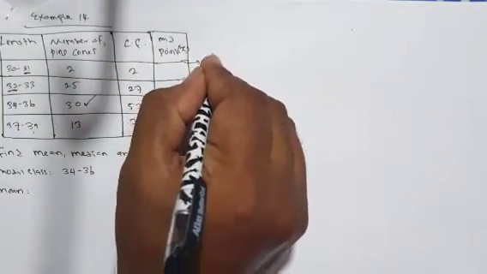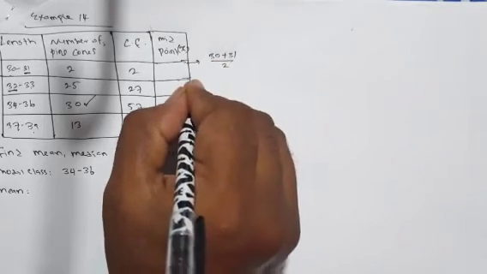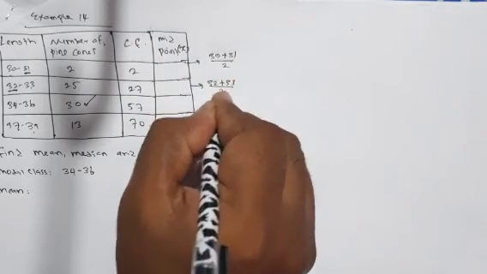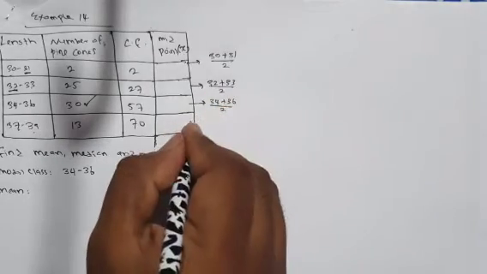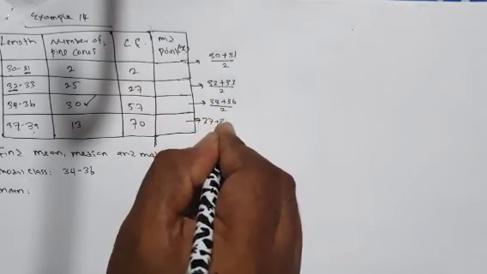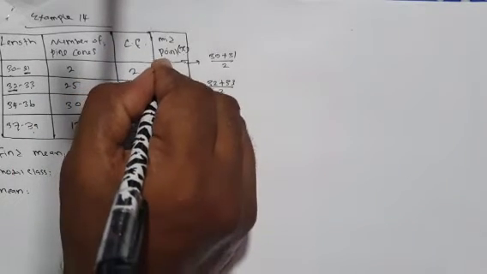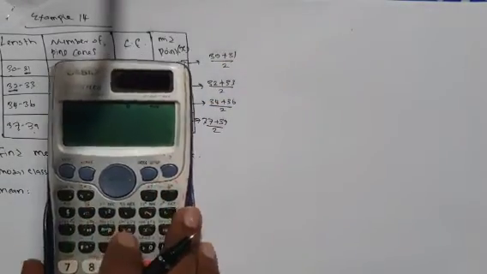Midpoint calculation is simple. In the first row, the class is 30 to 31, so we add these two, 30 plus 31, divided by 2. For the next range, 32 plus 33 divided by 2. Then 34 plus 36 divided by 2, and 37 plus 39 divided by 2. So 30 plus 31 divided by 2 is going to be 30.5.